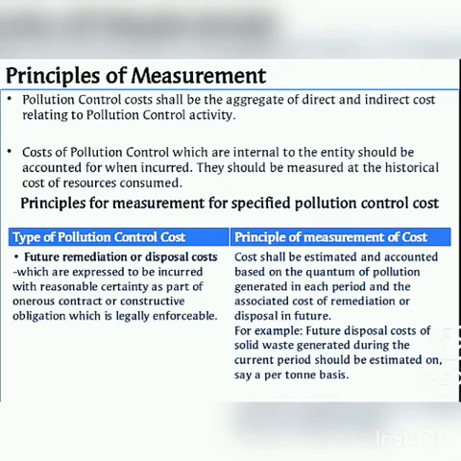Next point is future remediation or disposal cost, which are expected to be incurred with reasonable certainty as part of an onerous contract or constructive contract. Here onerous or constructive contract means these contracts will ask you to do something, but they will not give you anything in return. There are contracts where there is no remuneration for your work done.